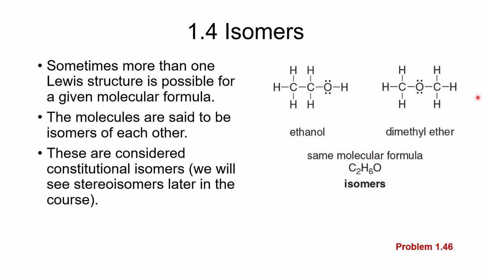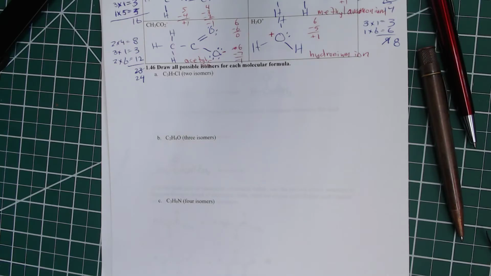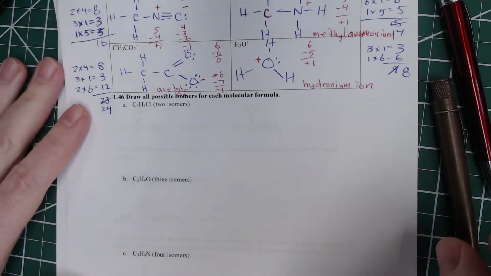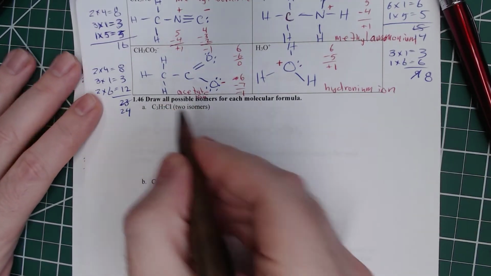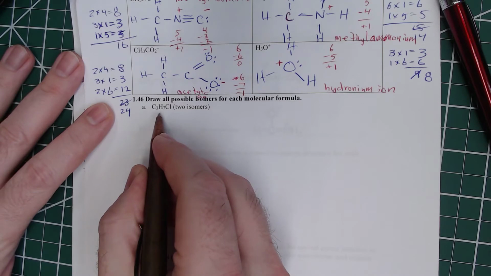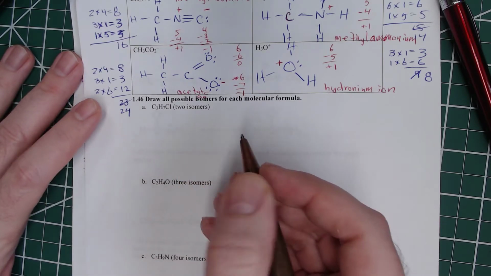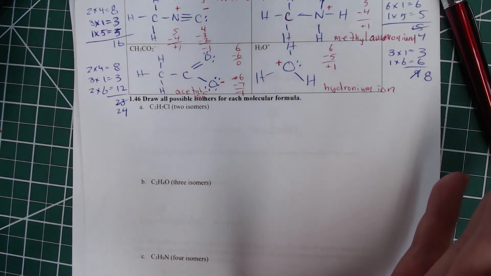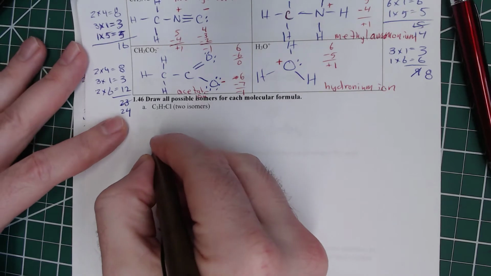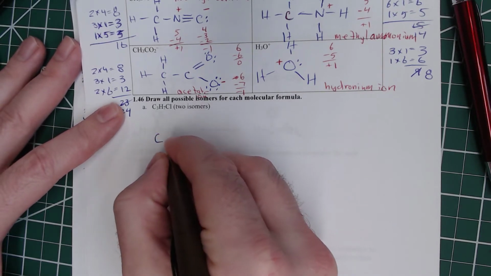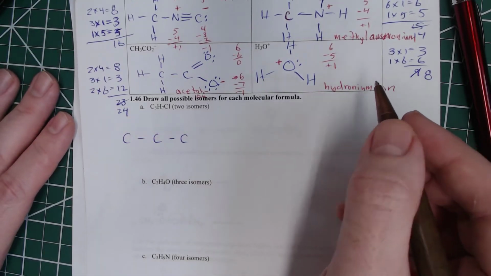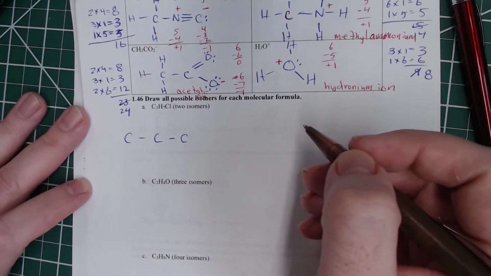So we want to look at problem number 1.46. I'm going to zoom in a little bit. On 1.46, we've got C3H7Cl. When it comes to drawing out the structure of this, the carbons are going to be the backbone. If you have three carbons in a row, really there's only one way to put three carbons in a row. If you change the order, that doesn't really do anything.